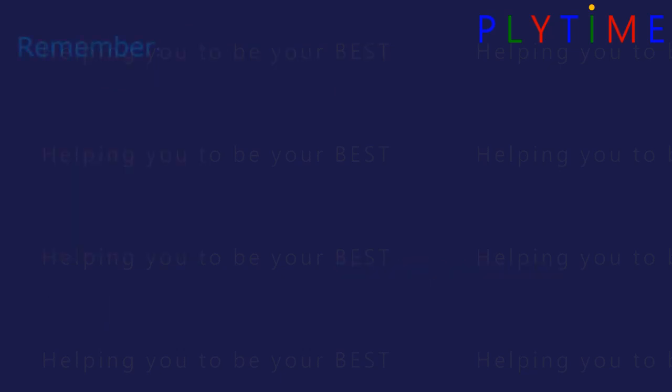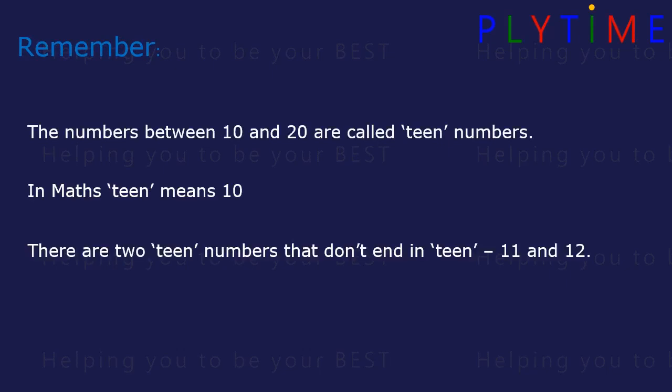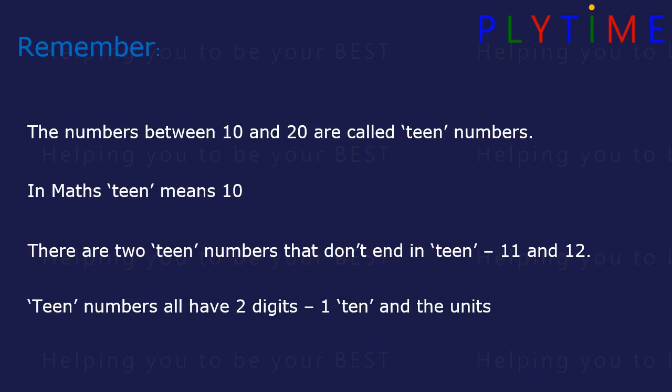Remember, the numbers between 10 and 20 are called teen numbers. In maths, teen means 10. There are two teen numbers that don't end in the word teen. They're 11 and 12. Teen numbers all have two digits, 1 ten and the units.